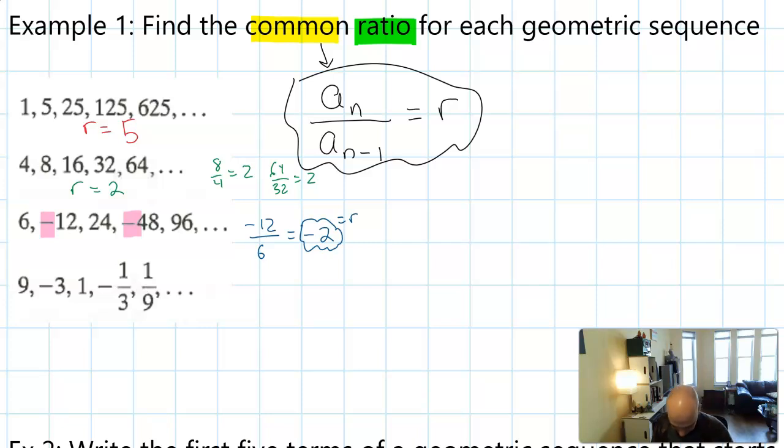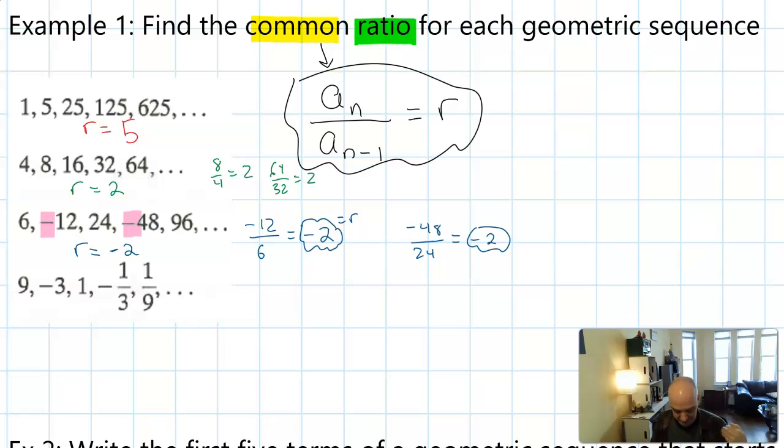We could check some other terms. Negative 48 divided by 24. That's also negative 2. So it seems like our constant common ratio for this sequence is not 2, but negative 2. And that's how you get an alternating geometric sequence. That's something that can happen with geometric sequences that couldn't happen with arithmetic ones, because you're multiplying, so you can be flipping signs.